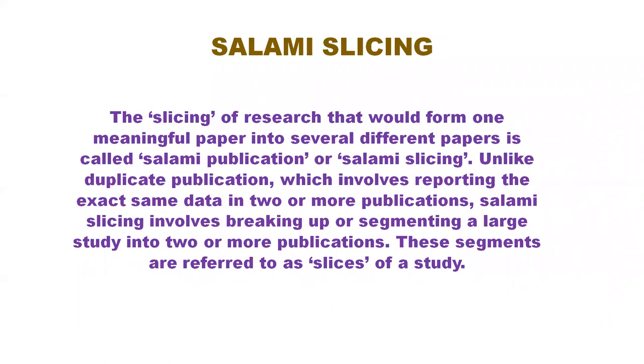You have heard this name, salami slicing. Salami means meat. We take a piece of this, mutton and all these things, salami. We just cut it piece by piece. So slicing research that would form one meaningful paper into several different papers is called salami publication. To increase your publications, you do one research and collect a big data set. That is one result. But from this data, you divide it into 3 to 4 papers to increase your publications.